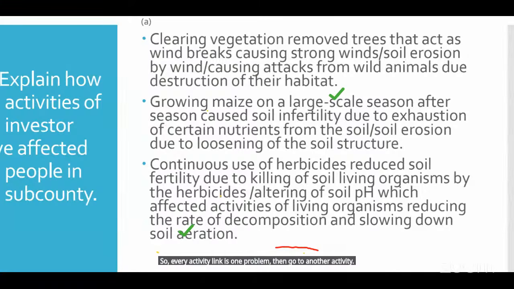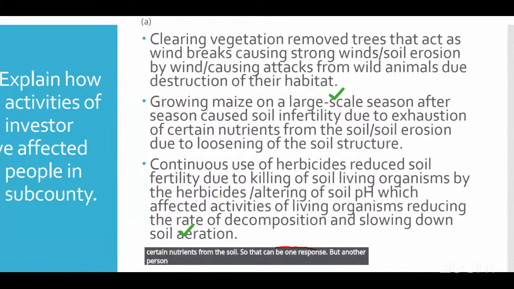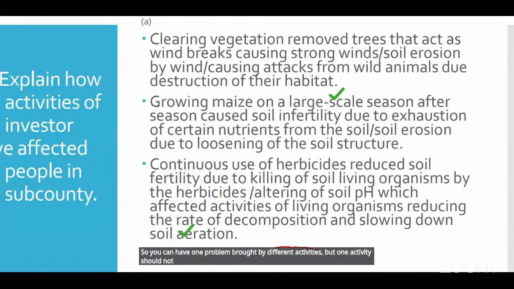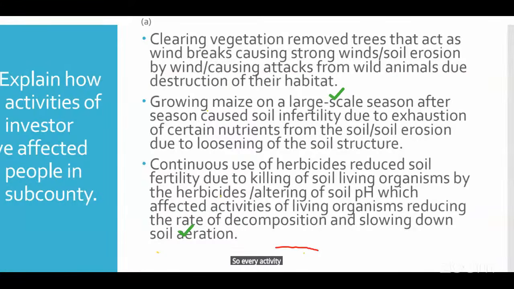So growing maize on a large scale, season after season, causes soil infertility due to depletion of certain nutrients from the soil. So that can be one response. But another person may choose to say it causes soil erosion due to loosening of the soil structure. So that can be someone else. That means we can have two there, but on one activity. As I've said, for every activity, pick one. So you can have one problem brought by different activities, but one activity should not bring more than one problem in your responses. So every activity, link it to a problem.